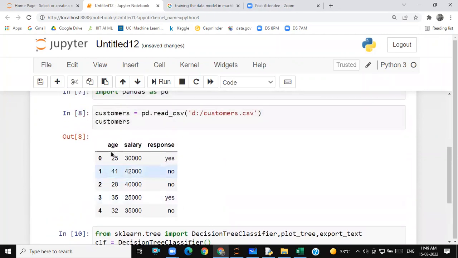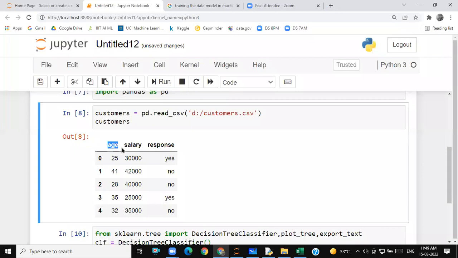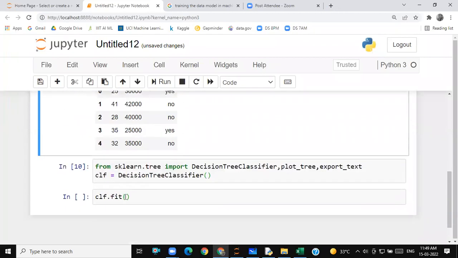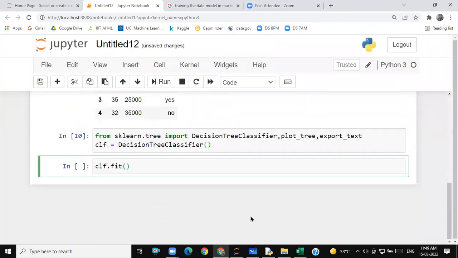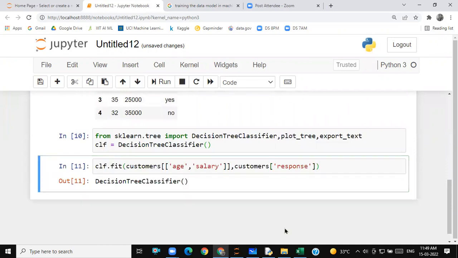We have to tell on what basis we identify them. Age and salary are your input, response is your output. So the same thing I'm selecting now. From the customers data, I'm giving age and salary as my input. What is your output? From customers, I select response. This is the data I have been given. That's it. Over. Machine learn.